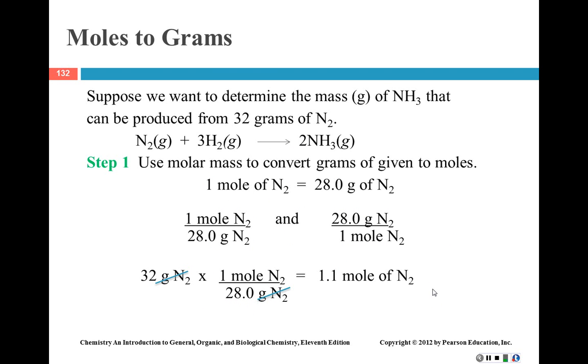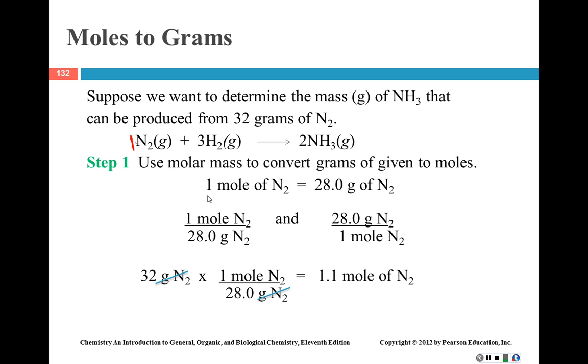So our first example here, suppose you want to determine the mass of ammonia that can be produced from 32 grams of nitrogen. And so we look at the balanced equation and we notice that you have 1 mole of nitrogen, 3 moles of hydrogen, and to produce 2 moles of ammonia.